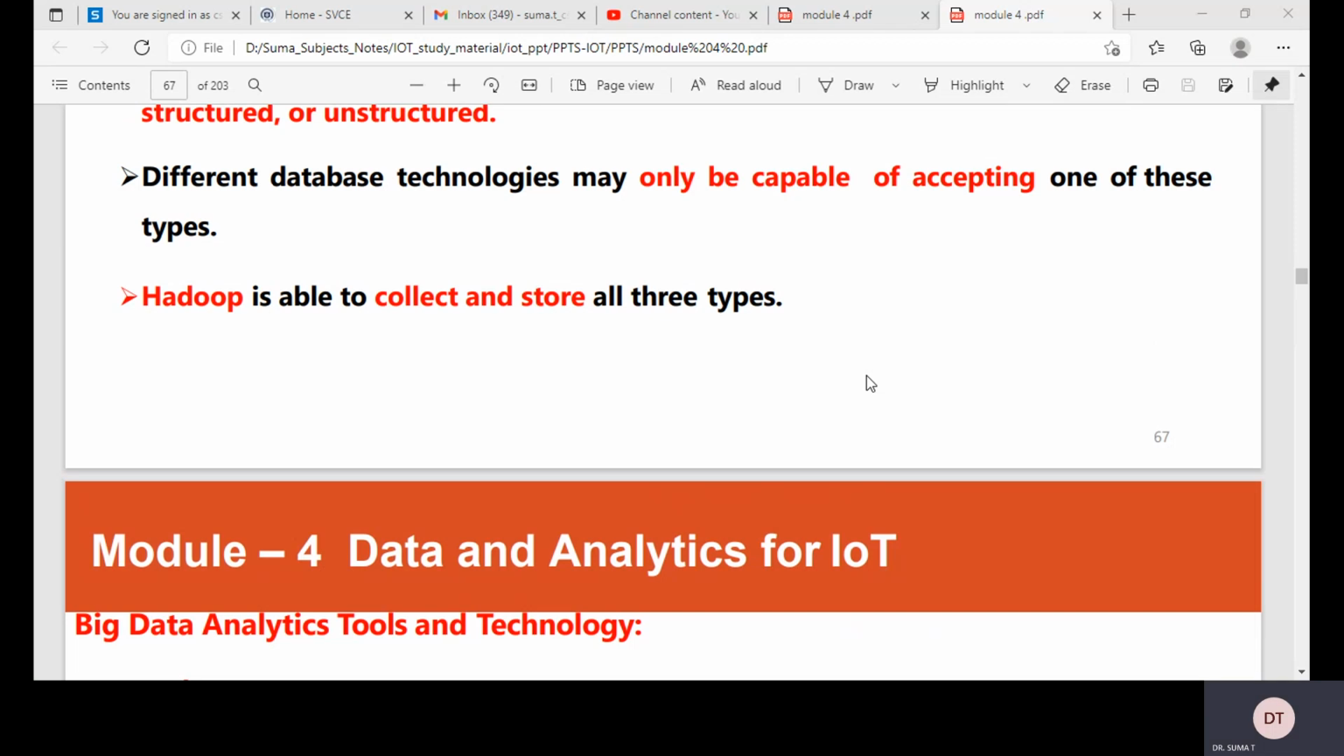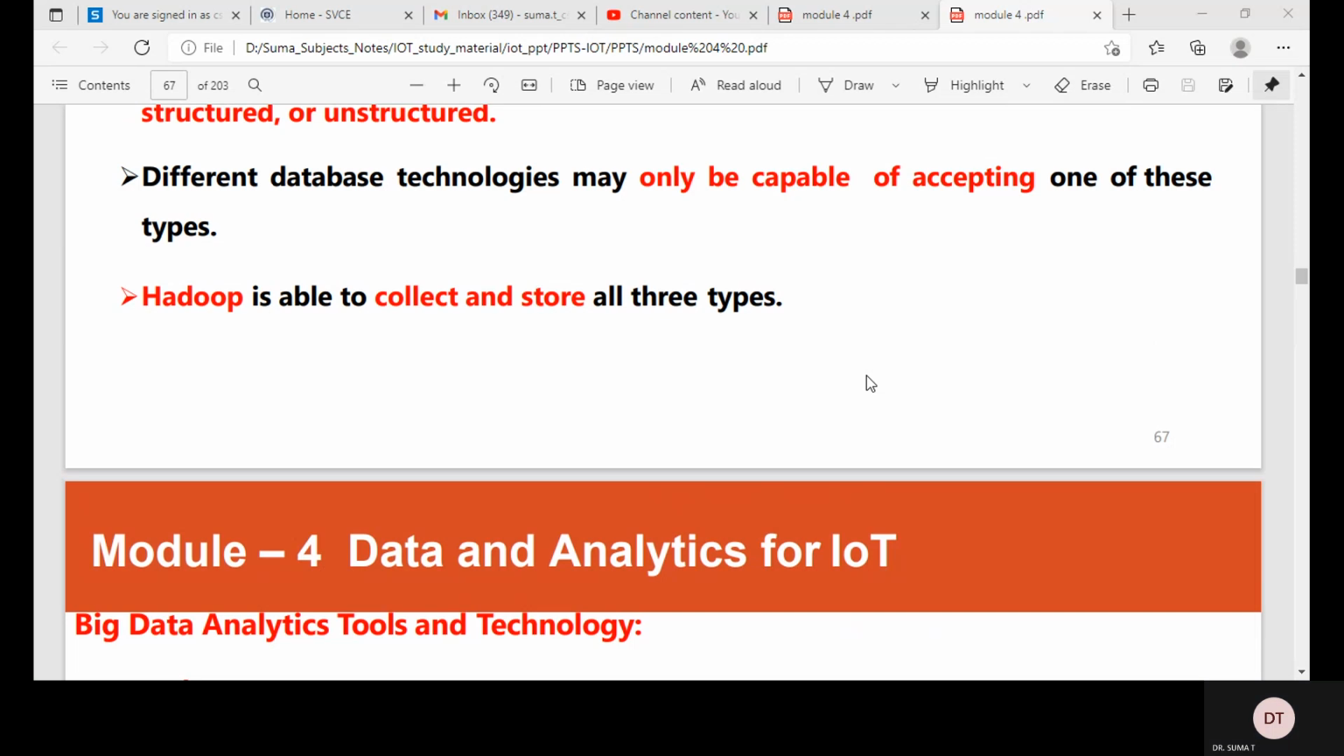Because with social media, you can see the data will be in different formats, right? What are the different formats? The data will be in text format, some data will be in speech format, some data will be in the form of video, and some will be in the form of pictures, photos, and images.